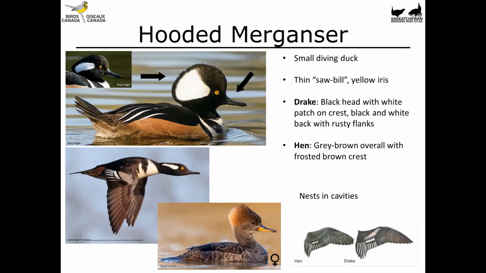They have a black, or black and white back with the rusty flanks. And the hen is a gray-brown bird overall with a frosted brown crest. And so they get this kind of messed up hairdo looking thing going. Neat looking birds.